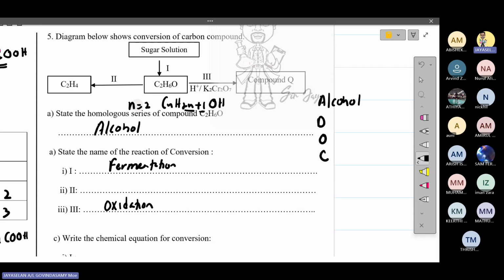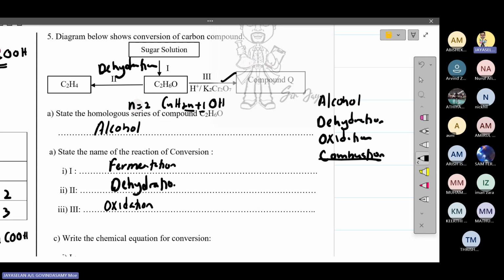When you see alcohol, there are three reactions. Alcohol, DOC. Number one, oxidation. Combustion means you must have carbon dioxide and water. So this one is not combustion. Oxidation, this one, oxidation. Another one is called dehydration. So this reaction is called dehydration. So you already score another mark, 3 marks. Any question? No question. Okay.